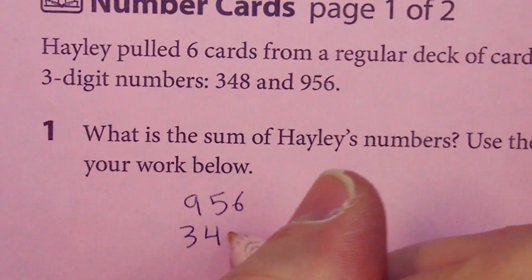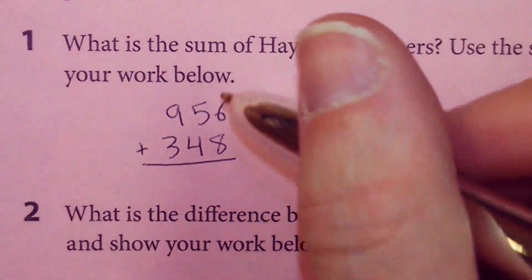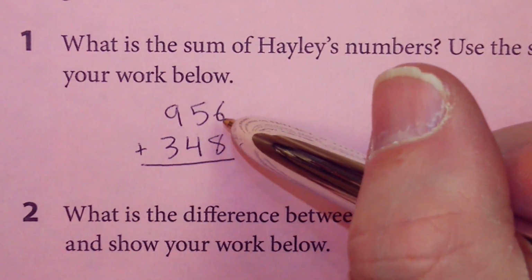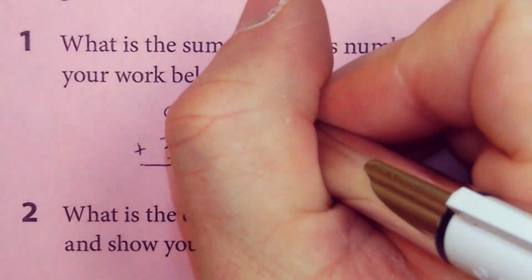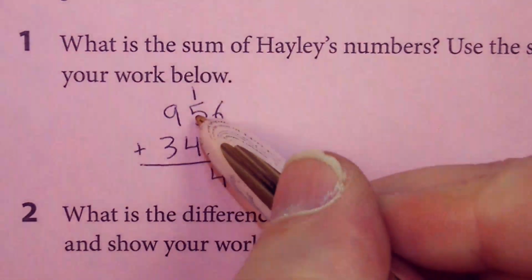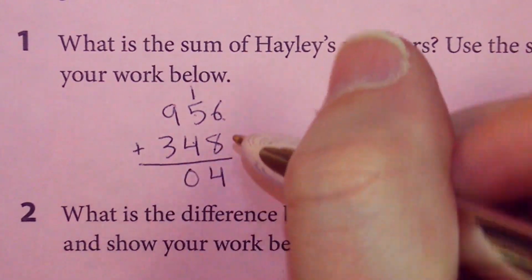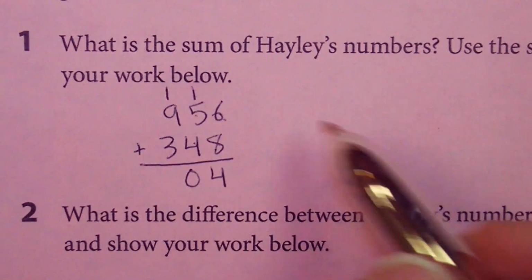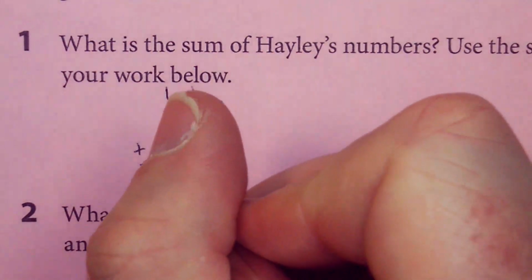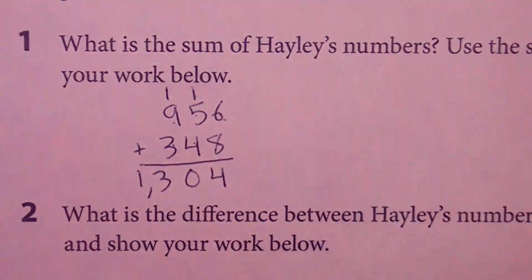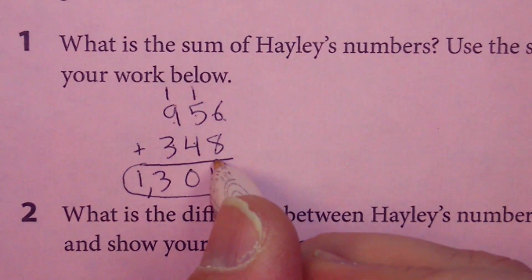I think you could stack and add and use the standard algorithm for addition, but it is your choice. However, if you are going to stack and add, let's try it. 8 plus 6 is 14. Carry the 1. Okay. 5 plus 1 plus 4 is 10. Carry the 1. 9 plus 1 plus 3 is 13. So my answer is 1,304. Regardless of what strategy you use, you want to end up with this number.